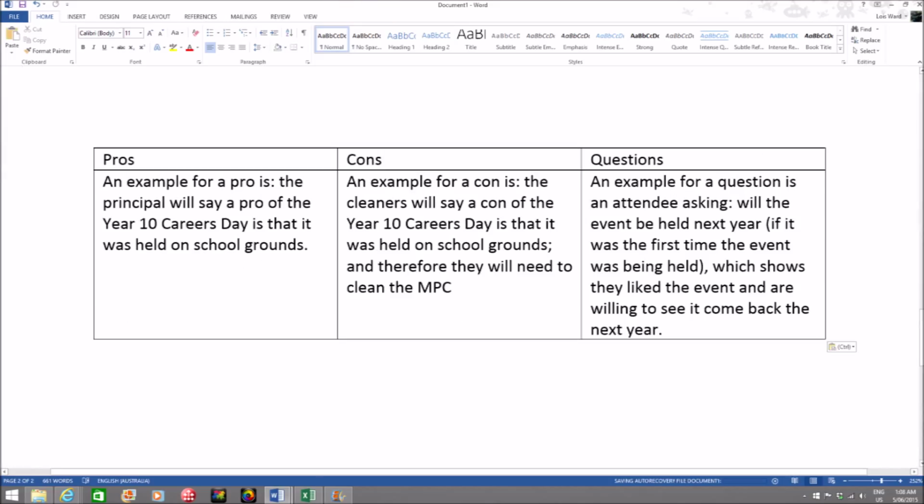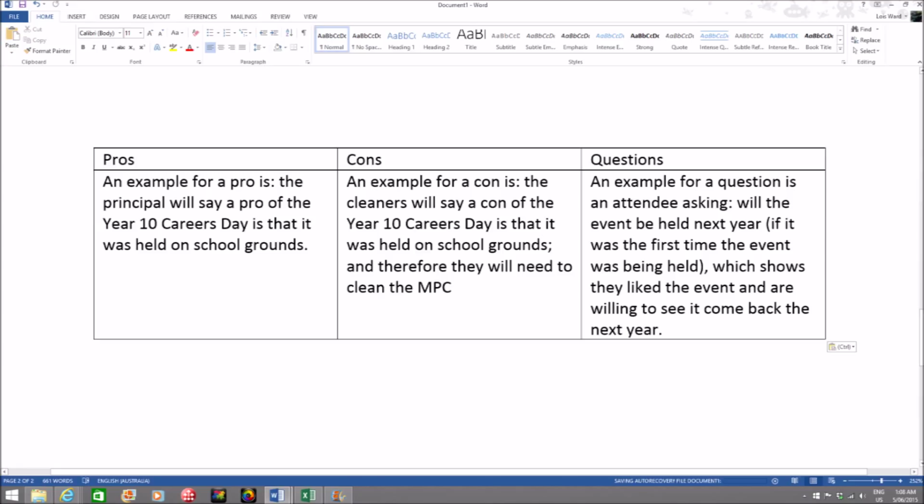Another method of evaluating is the PCQ method. PCQ stands for pros, cons, and questions. This is an example of a PCQ from the Year 10 Careers Day. Pros. An example for a pro is, the principal of the school will say a pro of the Year 10 Careers Day is that it was held on school grounds, and therefore some costs were able to be kept down.